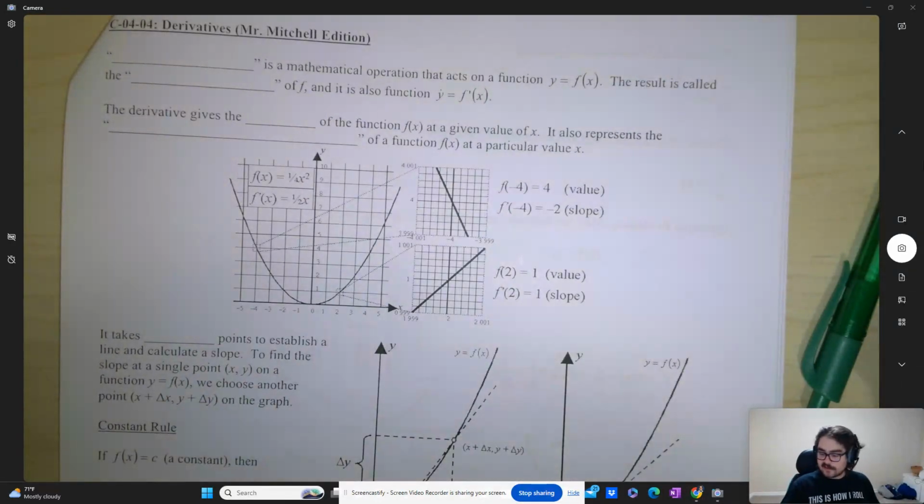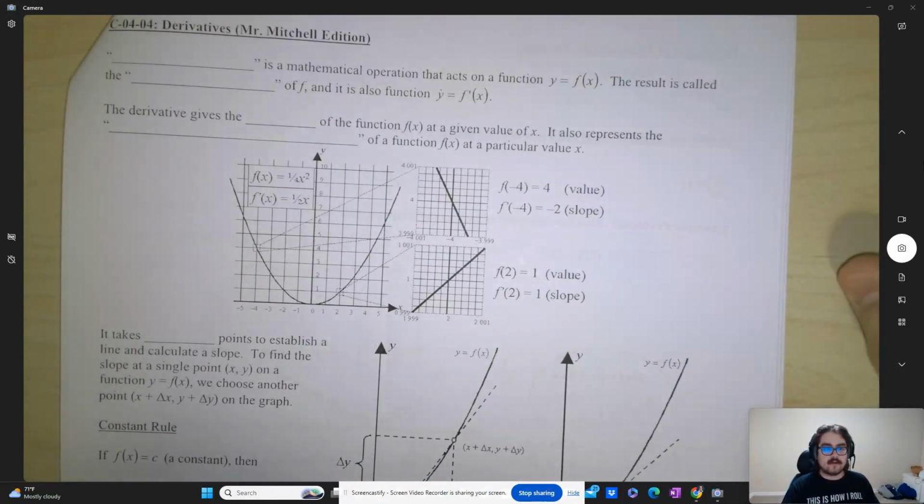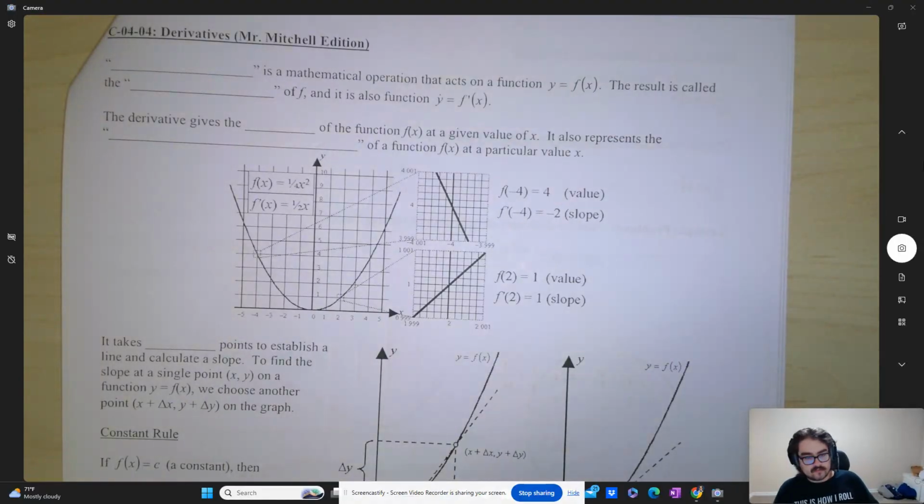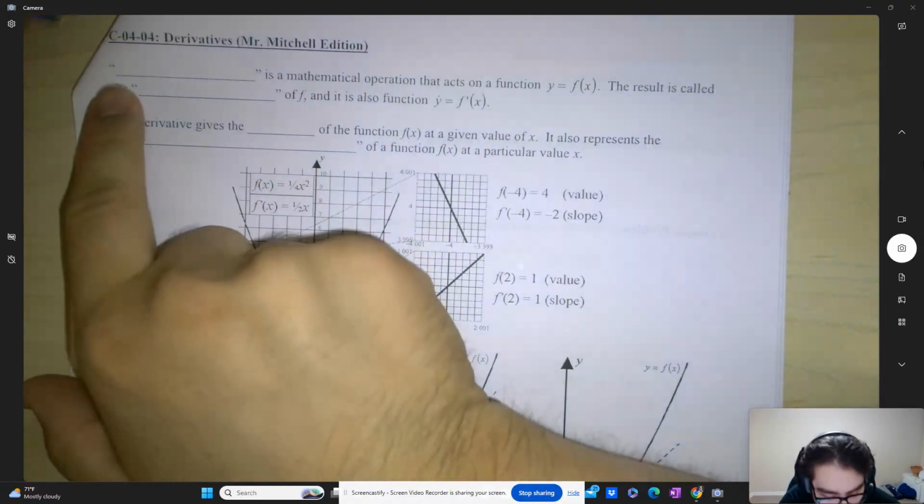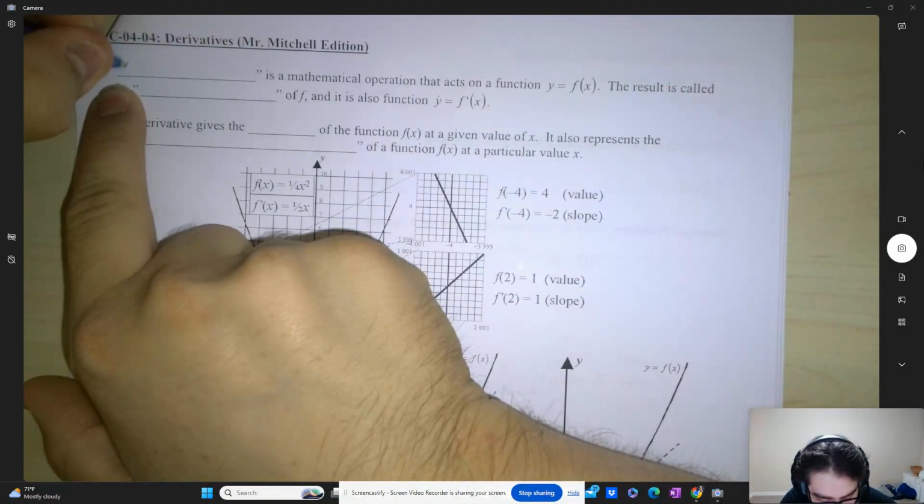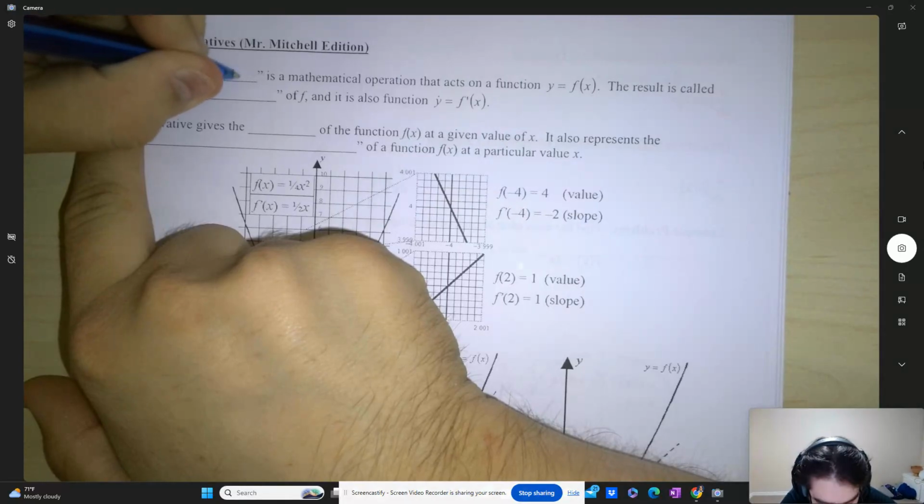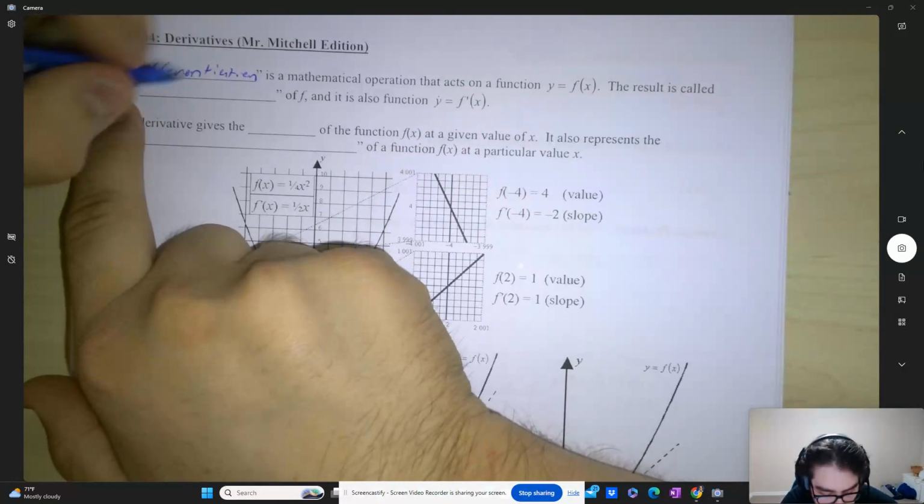Derivatives. We're finally at calculus, right? It only took us however long to get there. Okay. Derivatives. You might have seen this already in AP Calculus, so most of this is review. We sometimes call it differentiation, and the result is called a derivative.